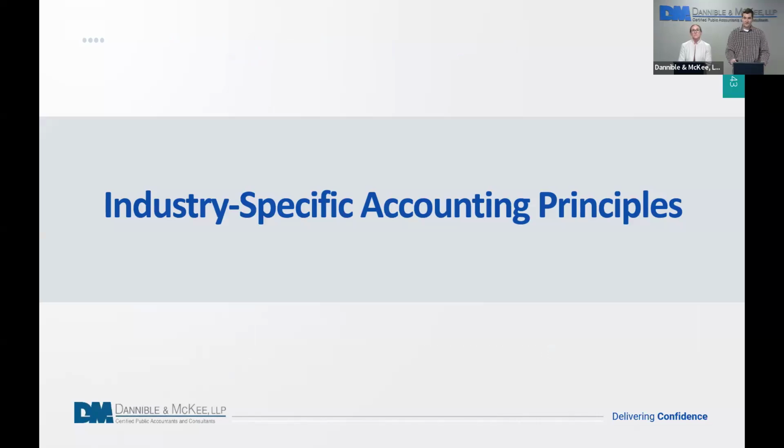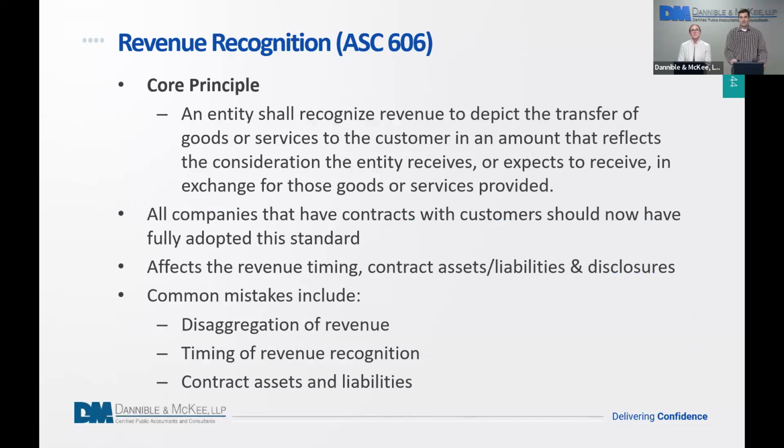So here we go into the industry-specific accounting principles. Revenue is recognized when contracts are involved based on ASC 606. This is a principle that came out several years ago at this point. It should have been fully adopted by all private and public companies. Everyone should be using it to recognize revenue on contracts. There's really no exceptions to it at this point.